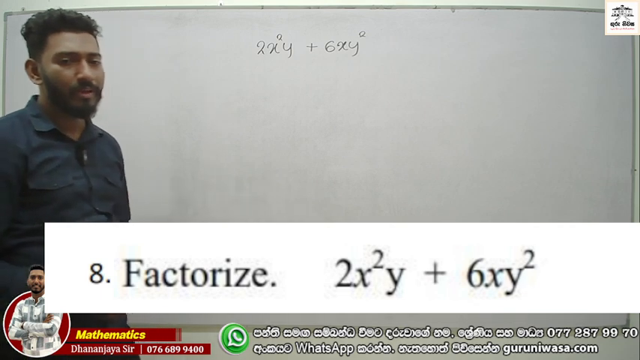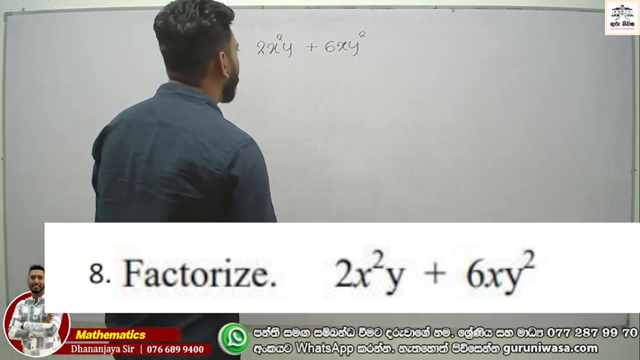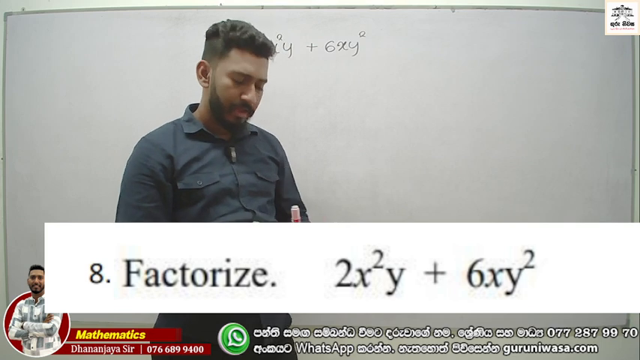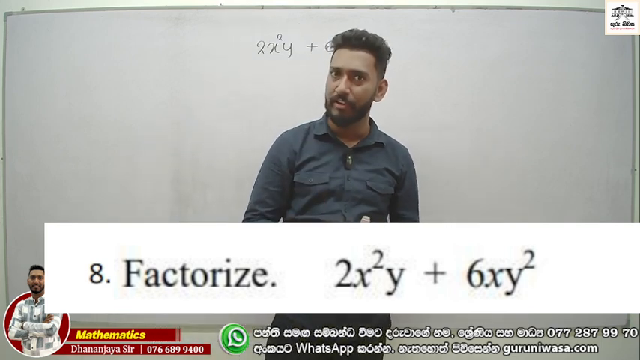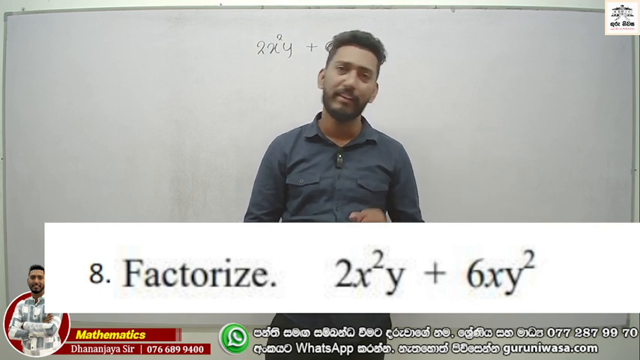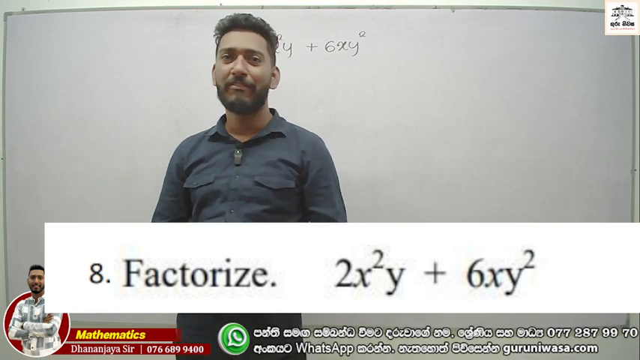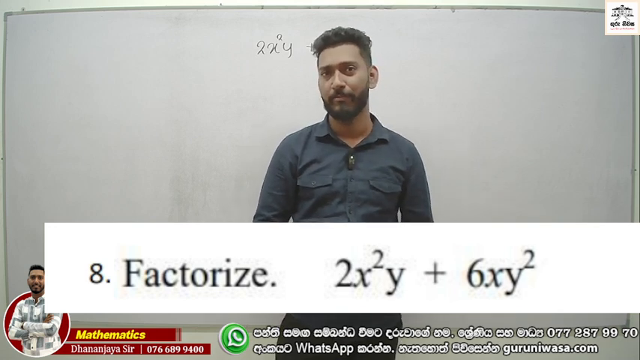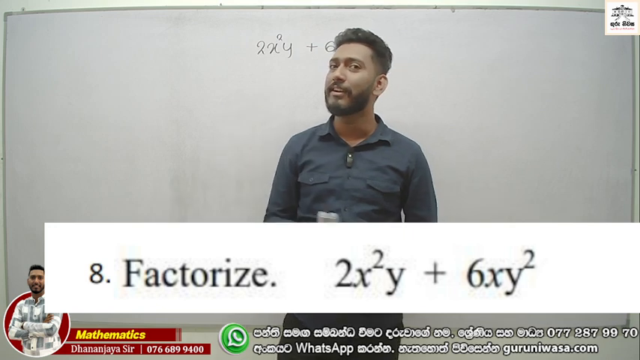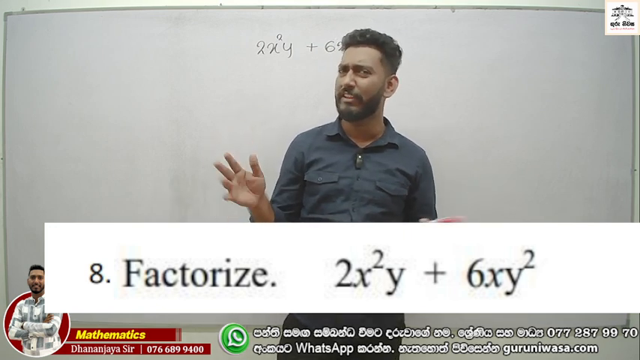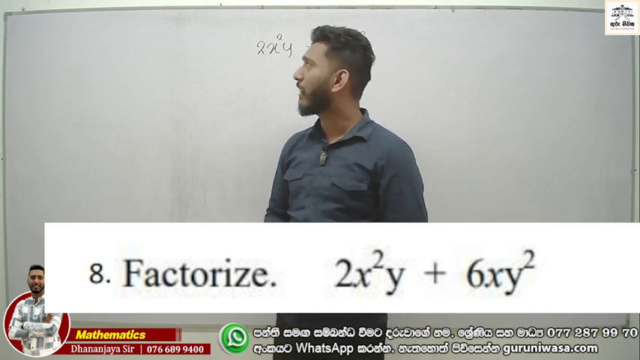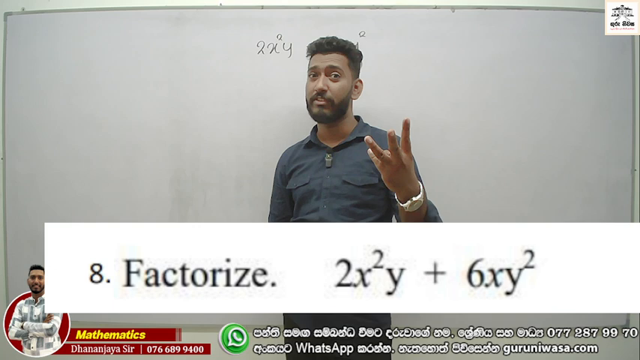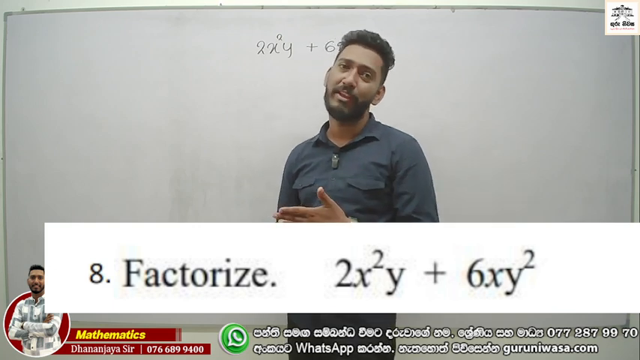Now, what is a common number? Numbers, x terms, y terms. There are 3 different things. In the factorization lesson, there are 3 categories. The first one is common factors. The second one is difference between 2 squares, and the third one is trinomial quadratic expressions. This is not a difference between 2 squares, as there is no difference and there are no 2 squares. Also there is no trinomial, because there are only 2 terms. A trinomial has 3 terms, right? So this one should be common factors.